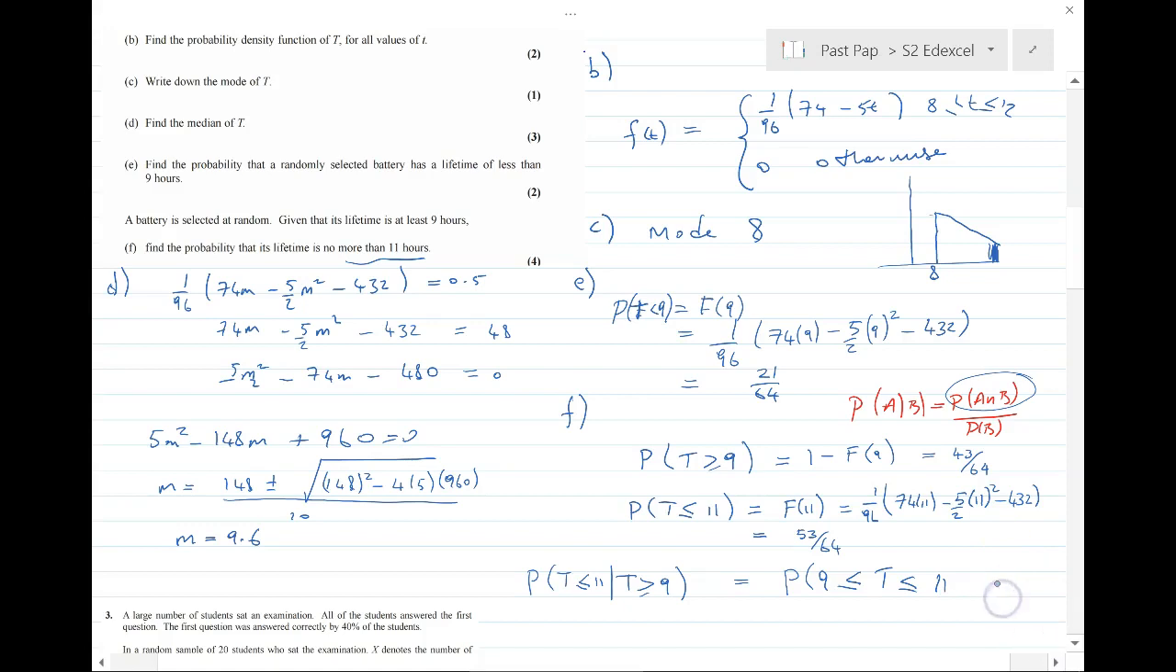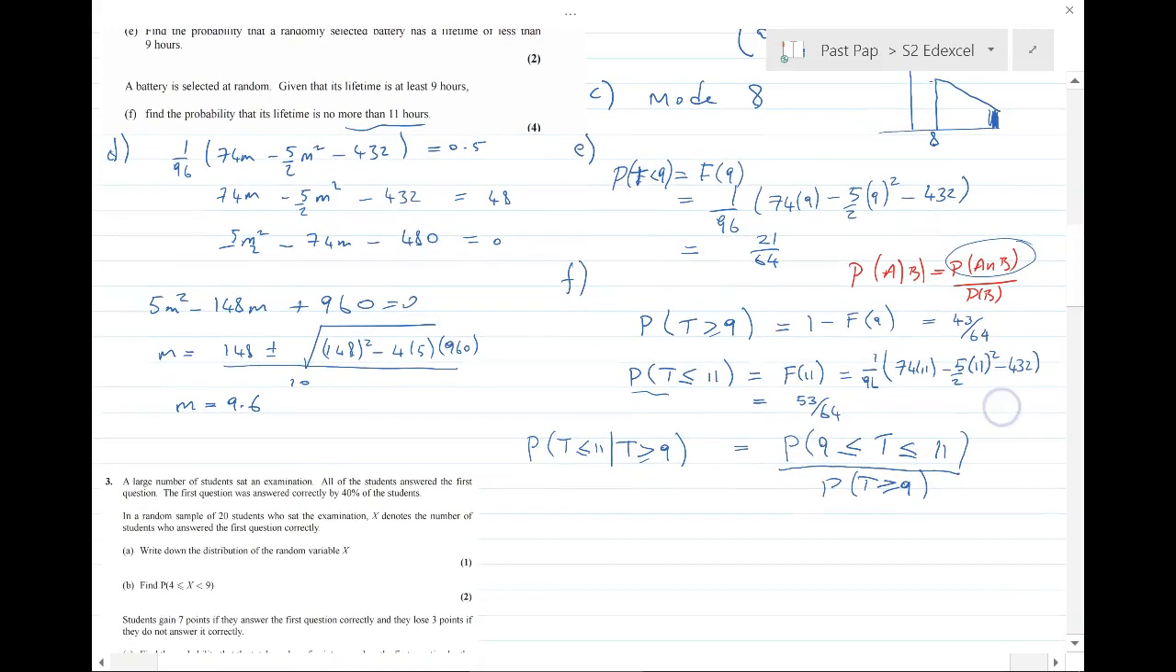Okay, so you might start to realise why I worked this out. That's the probability of that, divided by the probability of the conditional thing happening, which is the probability that t is greater than or equal to 9. So this is going to be F11, which we've worked out, take away F9, which we've also worked out above, divided by, no, 1 minus F9, but we've already worked that out, which is 43 over 64.